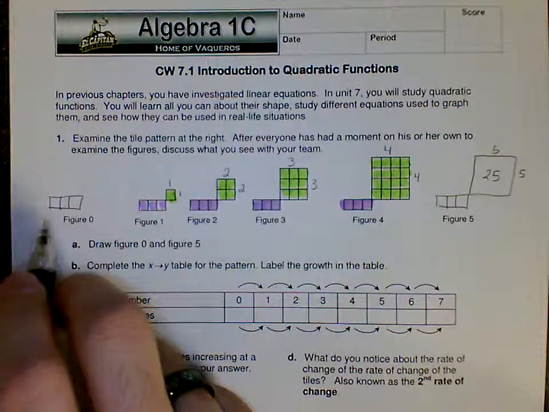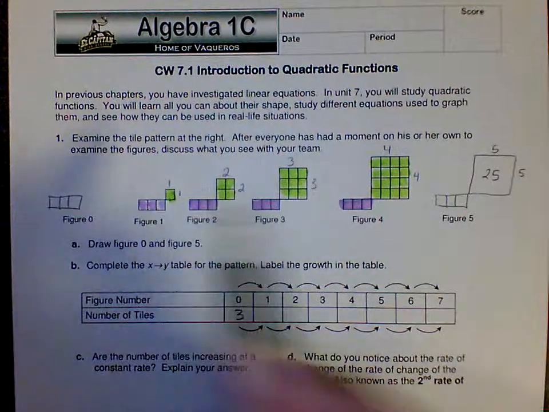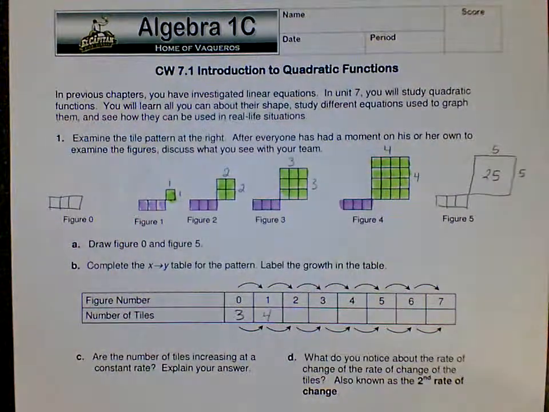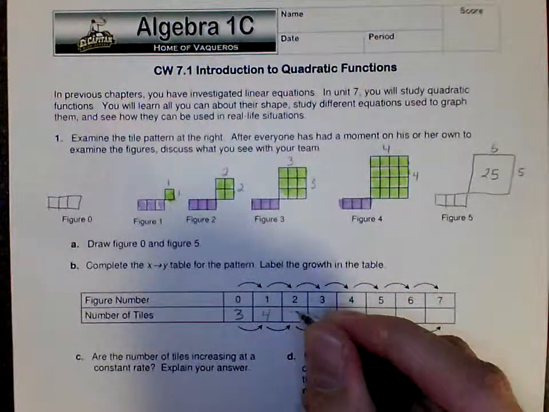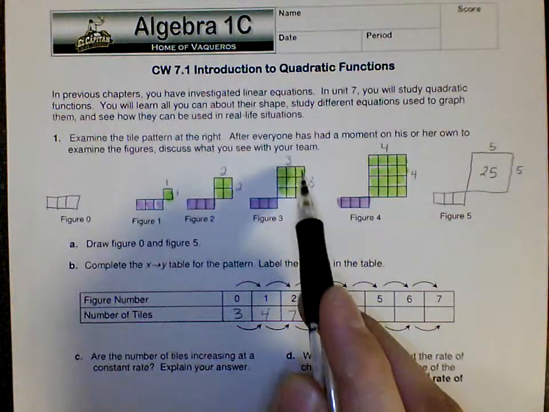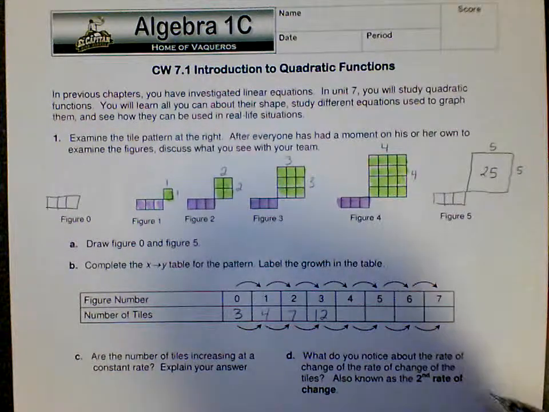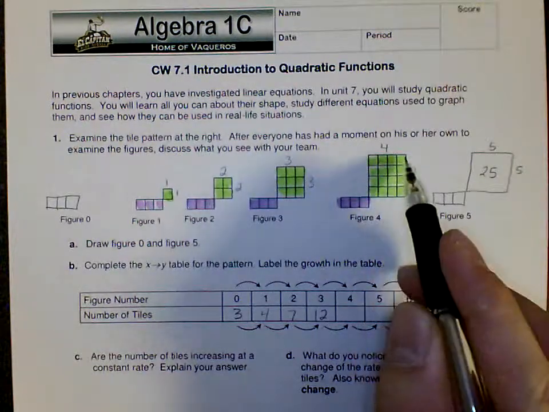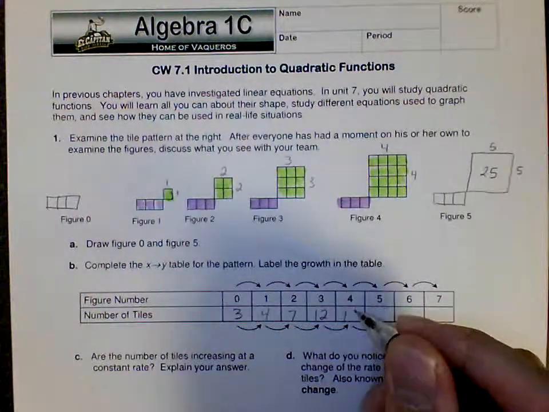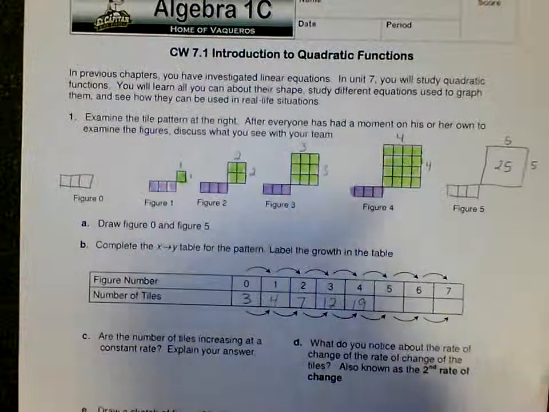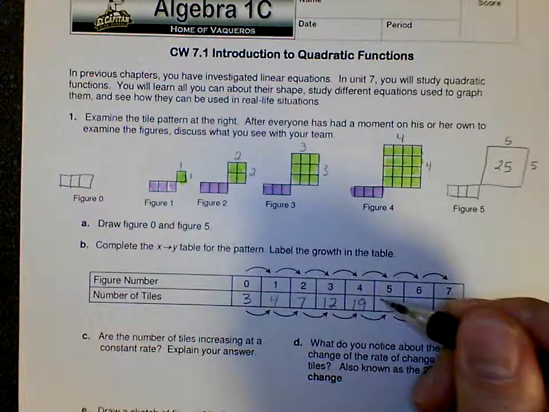So figure 0 has 1, 2, 3 tiles. Figure 1 has 1, 2, 3, 4. Figure 2 has 2 times 2 is 4, 5, 6, 7. Figure 3, 3 times 3 is 9, 10, 11, 12. Figure 4 is 4 times 4, that's 16, 17, 18, 19. Figure 5 is 5 times 5, which is 25, plus the 3 is 28.